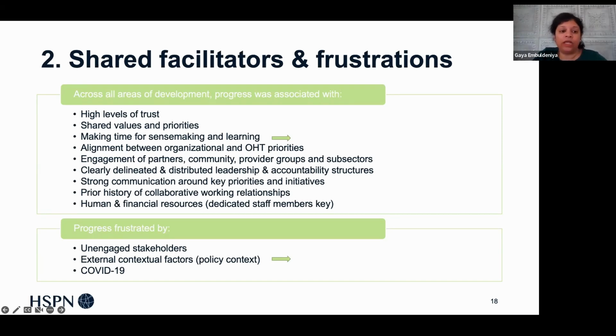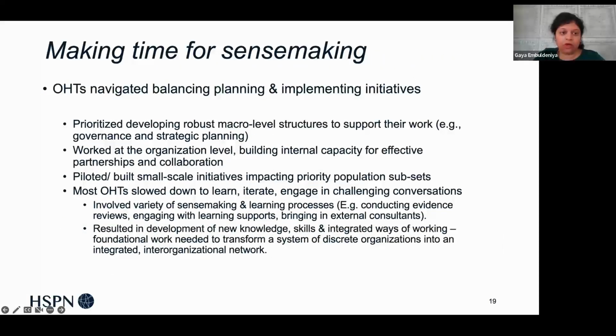But in addition to that, it was also frustrated by these three things you see listed below, which is unengaged stakeholders. And by this, I do not just mean unenthused stakeholders necessarily, but also stakeholders, partners who should have been engaged perhaps, but for various reasons, whether because of policy or funding related challenges, maybe historical issues, they were not. So for example, this might take the form of not being able to fully engage home and community care or Indigenous partners.